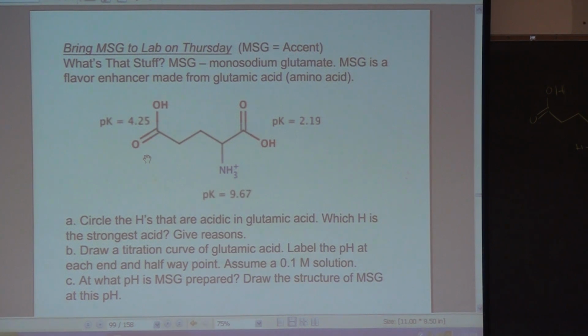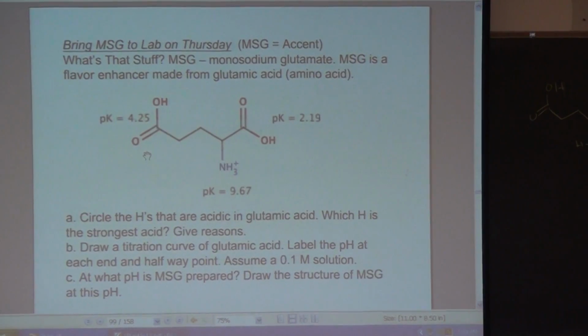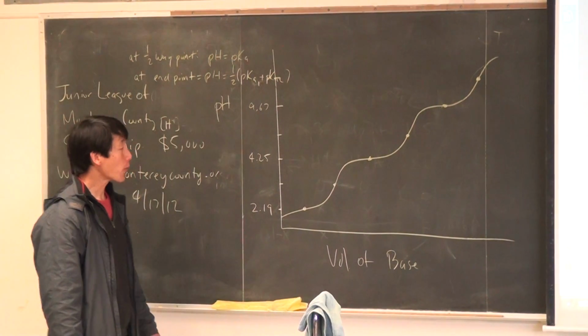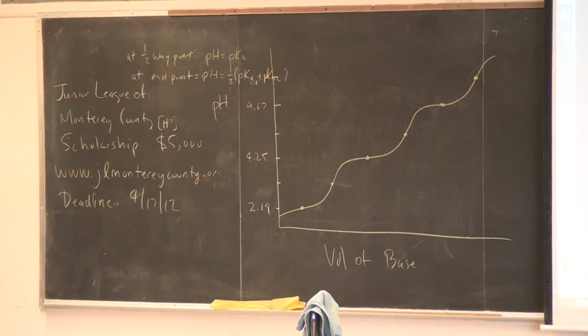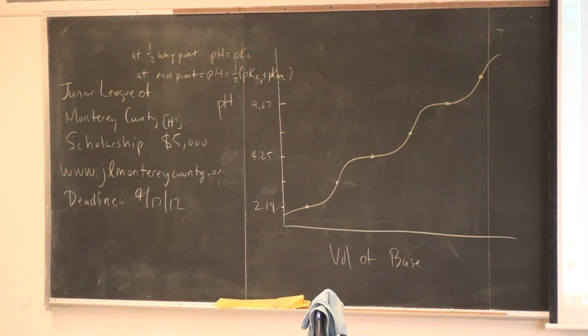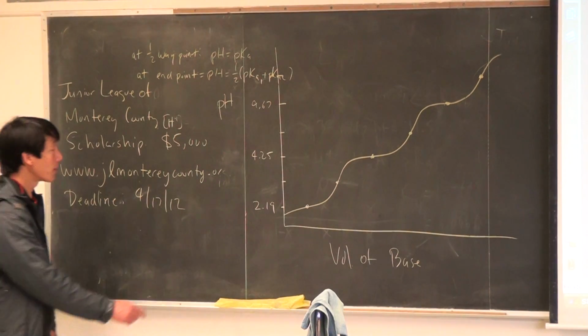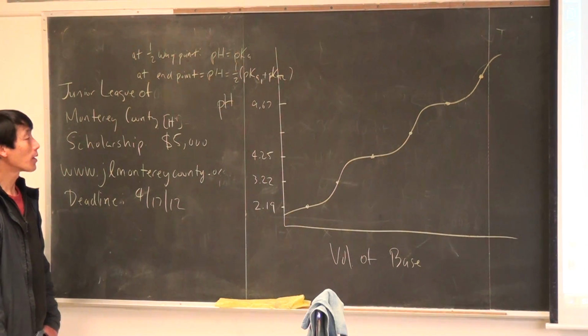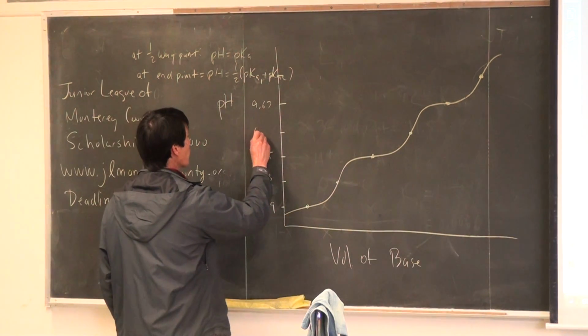Yes. So at the endpoint, what formula do we want to use? Yes, it's 1/2 (pKa1 plus pKa2), or it could be 1/2 (pKa2 plus pKa3). So at the first endpoint, the pH is equal to 3.22, okay. And then the second endpoint is 6.96, okay.